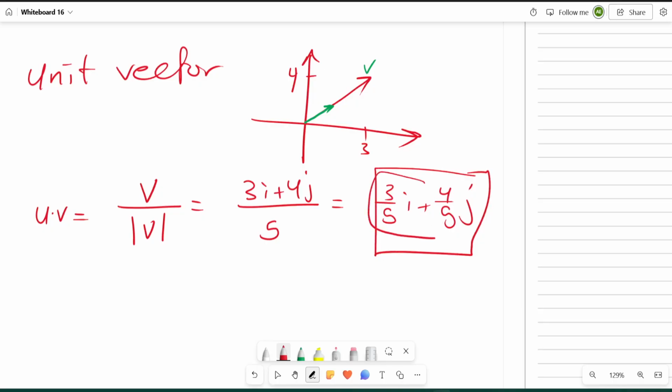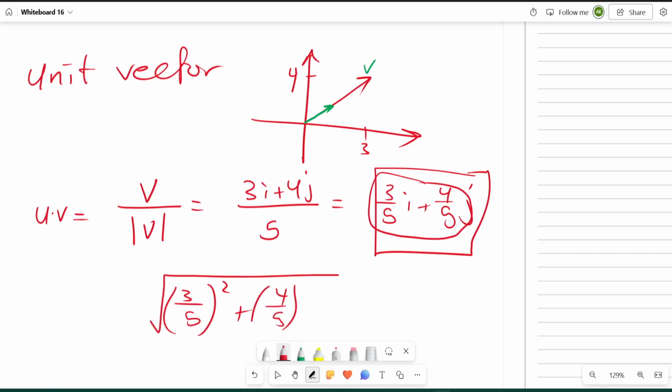If you try to get the magnitude of this vector, doing the i component squared plus the j component squared, you should get a magnitude value of 1. If you try that on the calculator, I'm doing it right now, 3 over 5 squared plus 4 over 5 squared, that's going to give me a magnitude of 1. So it's basically a vector in the same direction as v, however it has a magnitude of 1.